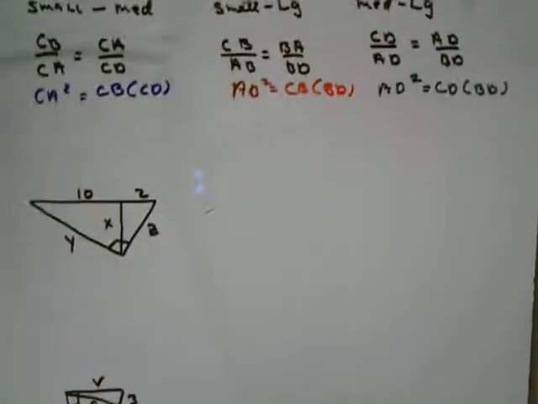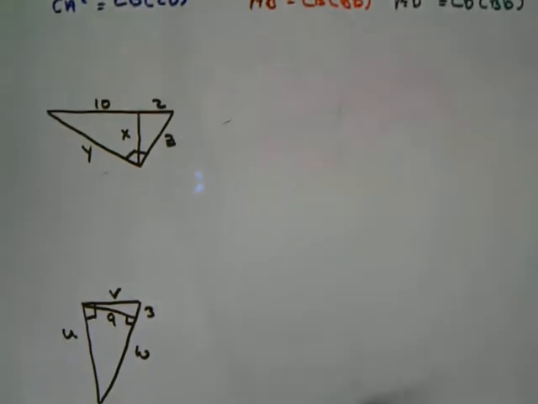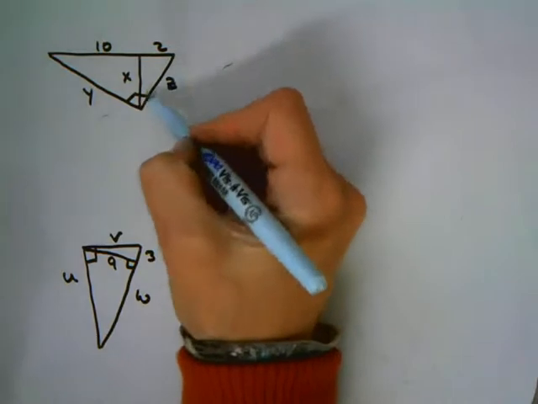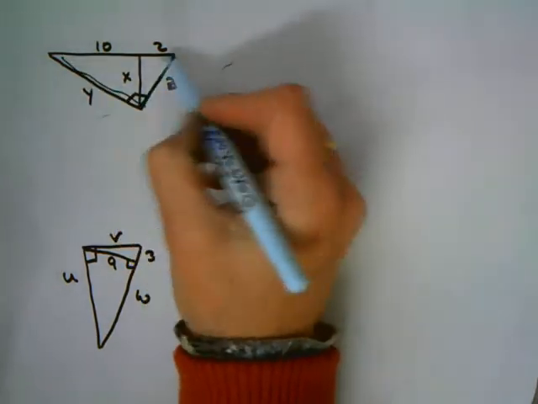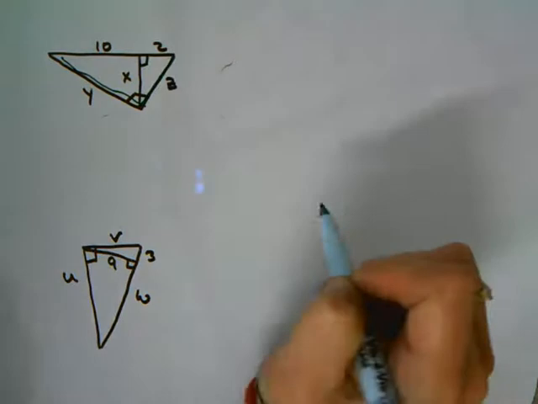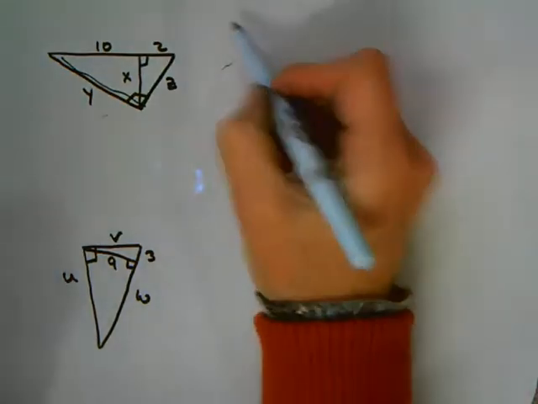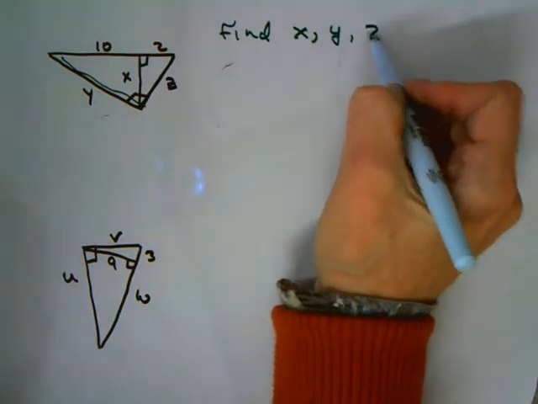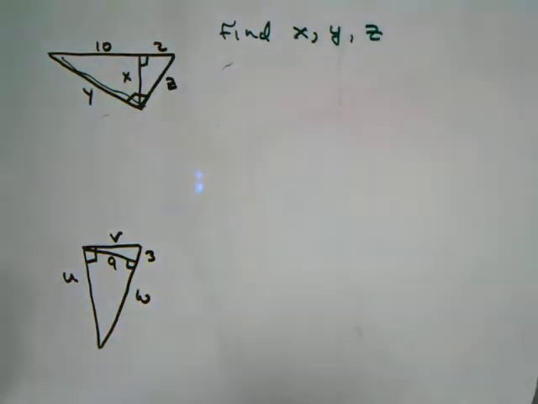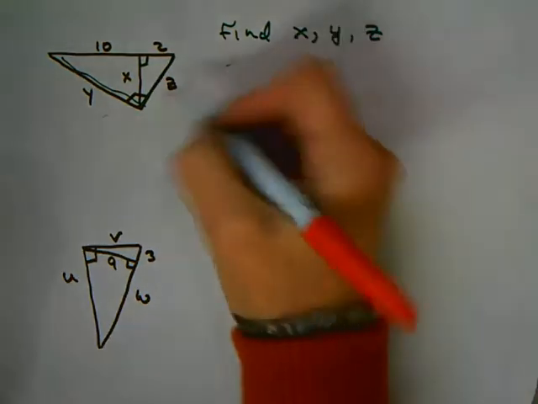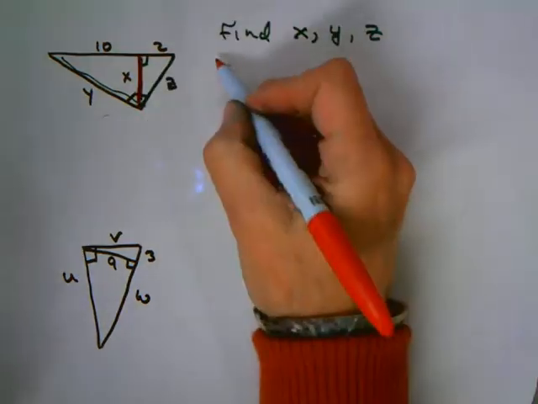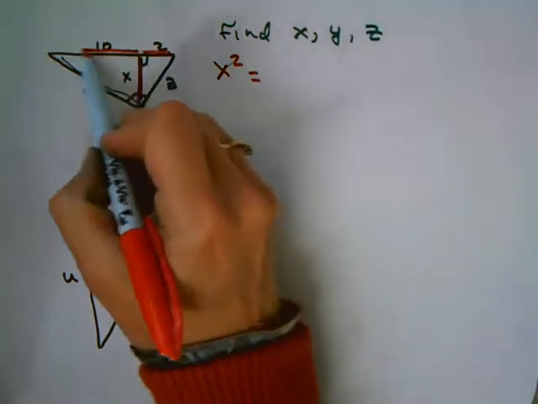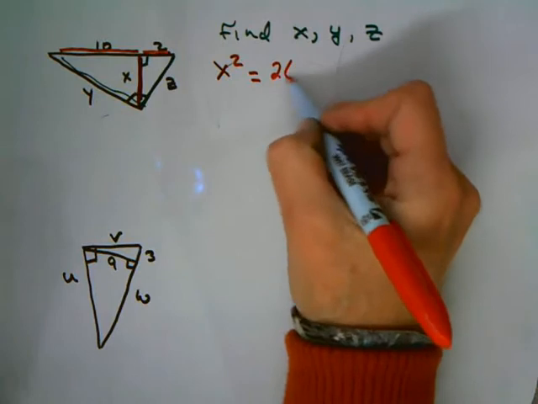Looking at this example, we have a right triangle right here, and we have an altitude, so we know we have three right triangles. We want to find X, Y, and Z. Okay? So we always start with the middle value, coming up the middle. So I'm going to say X squared equals, now this times this, always. So I'll say 2 times 10. So X squared equals 20.